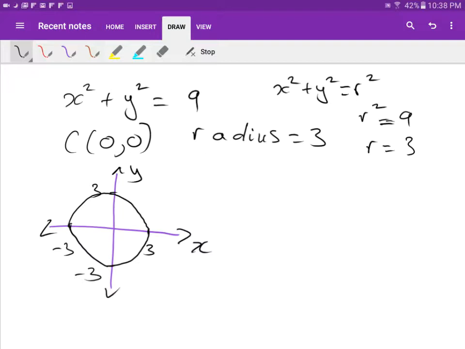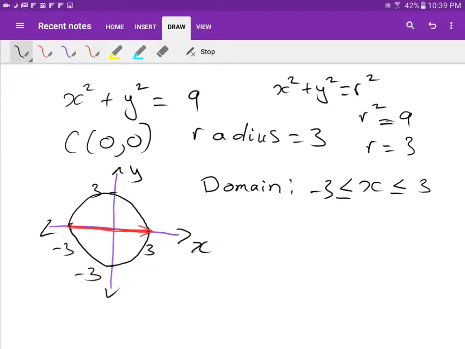Now if I want to find the domain and range of this circle, don't forget, the domain is the restriction of x. If you think about it, x is only between negative 3 and 3. What's the restriction of x? x is between negative 3 and 3. So the domain is x between negative 3 and 3.